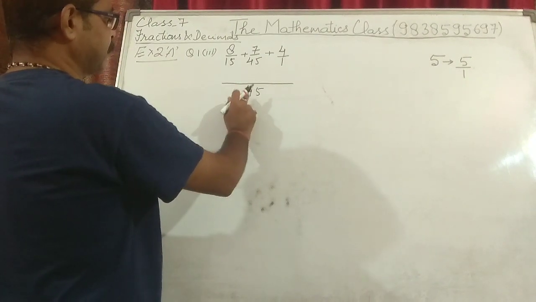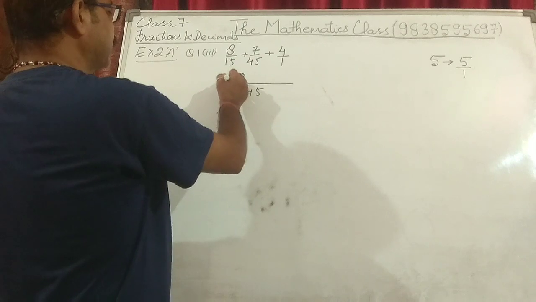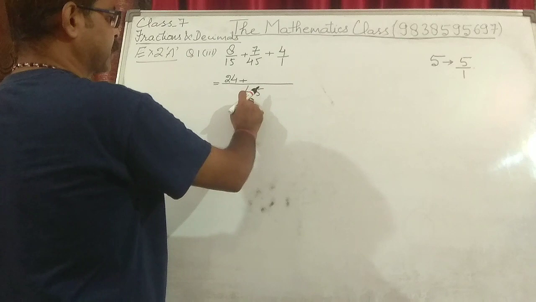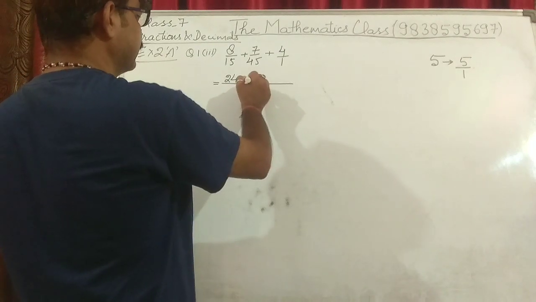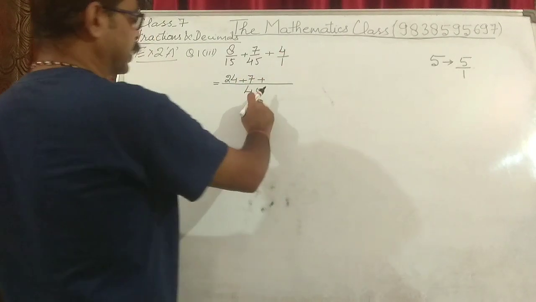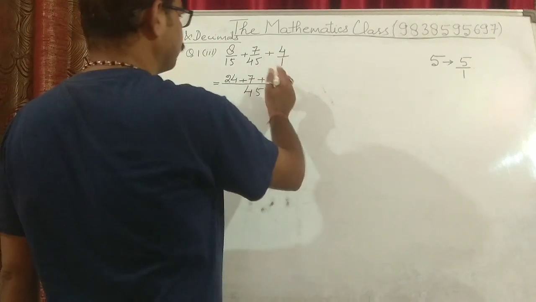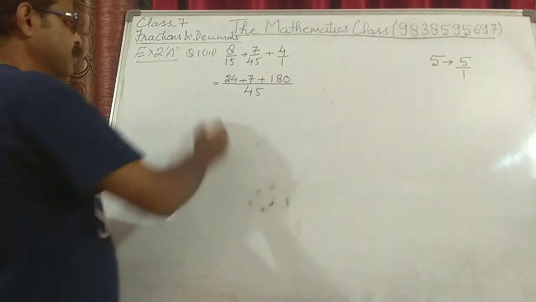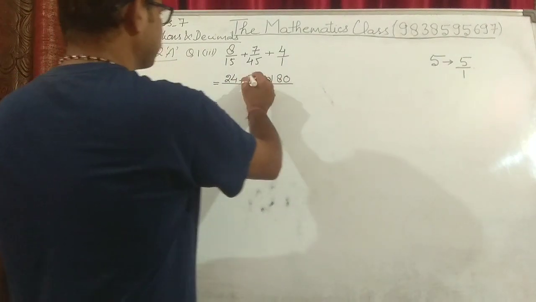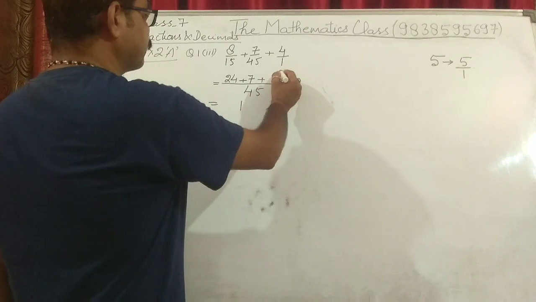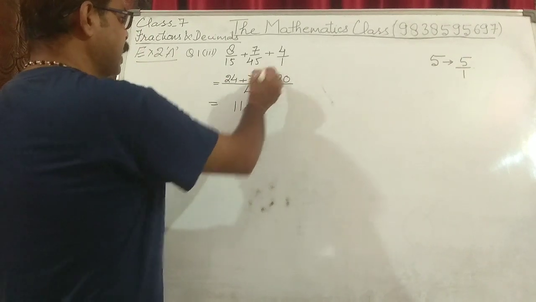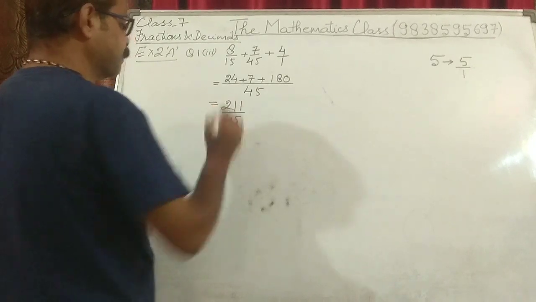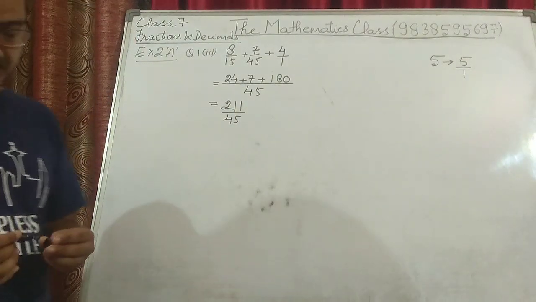15 divided by 45 is 3. 3 into 8 is 24. Plus 45 divided by 45 is 1. 1 into 7 is 7. Plus 1 divided by 45 is 45. 45 into 4 is 180. Now what are we going to do? Simply add all these. 24 plus 7 plus 180, that is 211. So 211 upon 45. This is an improper fraction.